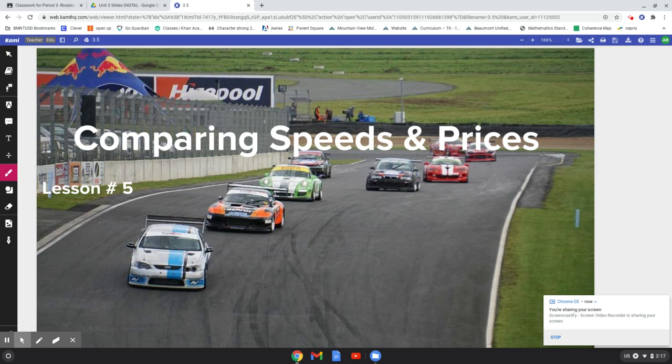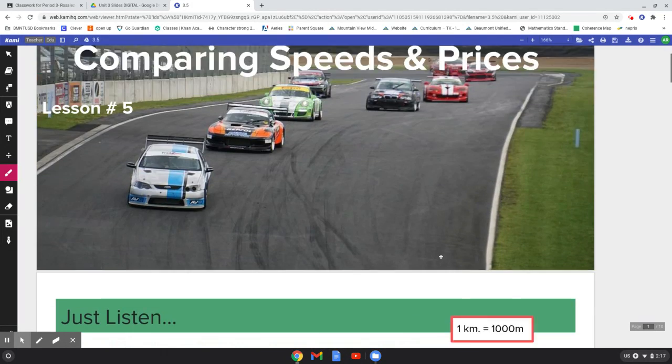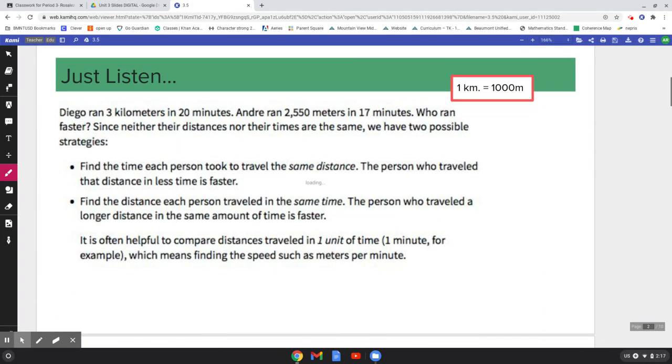Okay, so today we're talking about comparing speeds and prices. You're on lesson 5 in your book. For the beginning of this, they talk about Diego, and he ran 3 kilometers in 20 minutes. Andre, he ran 2,550 meters in 17 minutes. Who ran faster? They want us to find out.